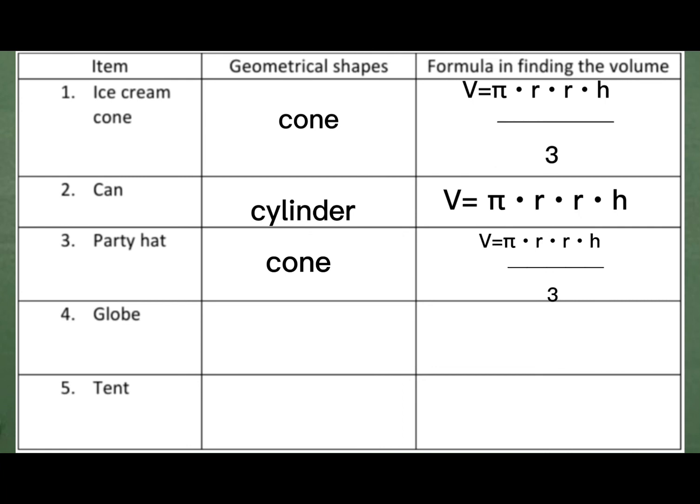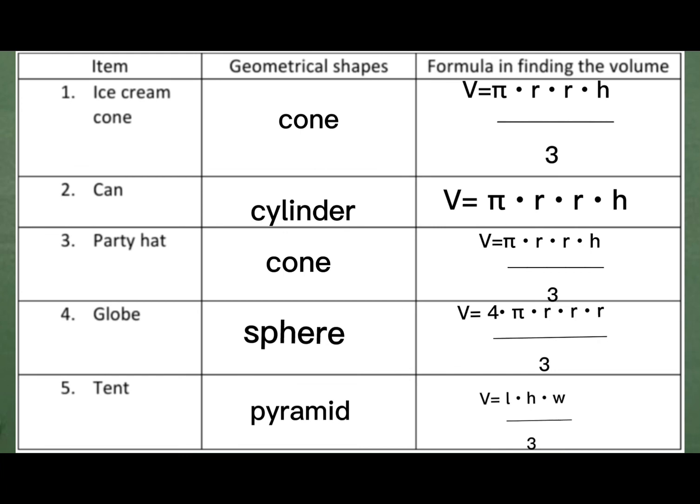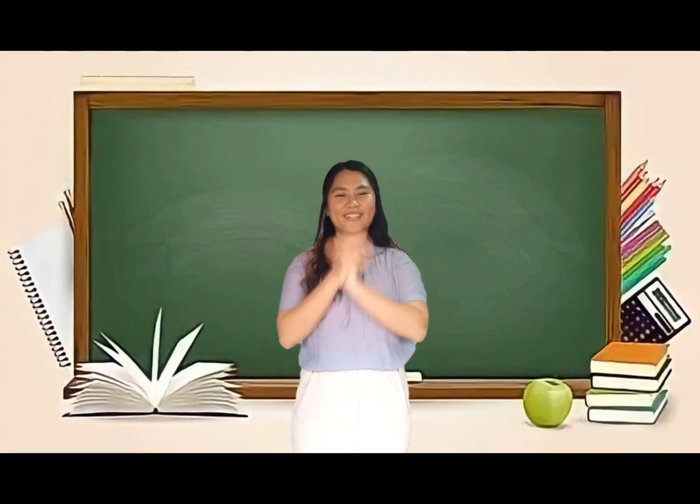A globe is a sphere. How about the formula for the sphere? The volume of a sphere is equal to 4 times pi multiplied by the radius times the radius times the radius divided by 3. And for number 5, you wrote a tent. A tent is a pyramid, and the formula for the volume of a pyramid is equal to the length times the width times the height divided by 3. Very good, you got a perfect score.